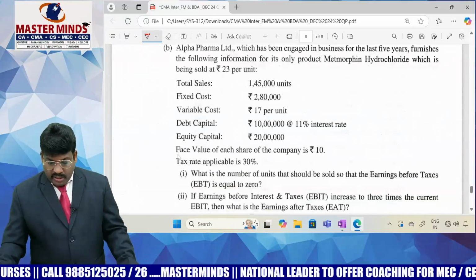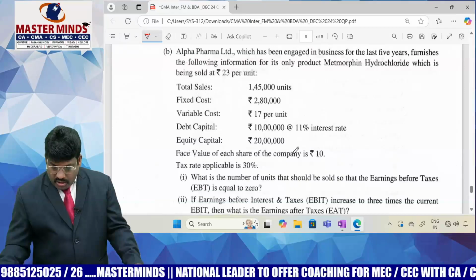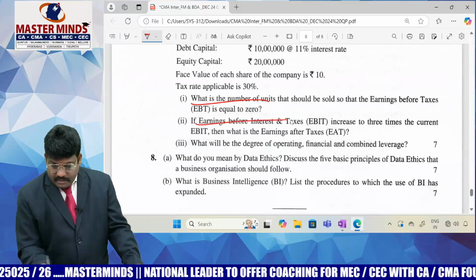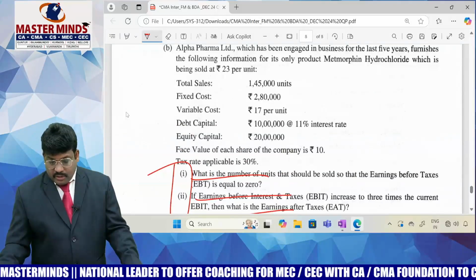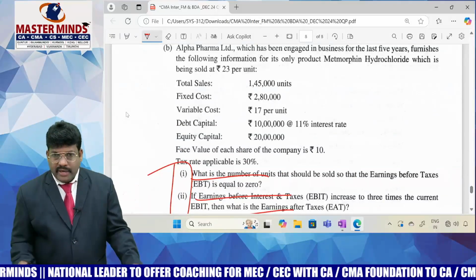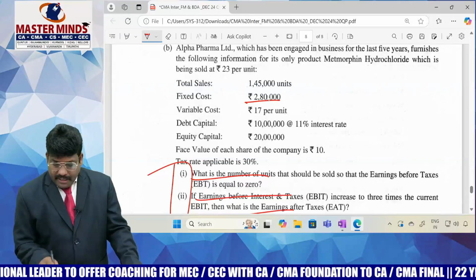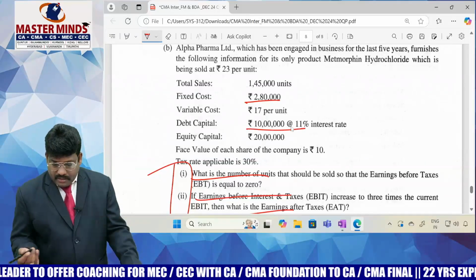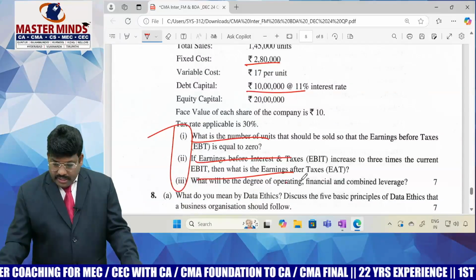Another one is a question from the chapter called leverages, but this is a little bit lengthier because they asked three parts in this one. Actually, leverages, 10 plus marks were covered, right? MCQs were also asked. Total sales and fixed cost mean operating leverage, variable cost, and debt to capital mean financial leverage. By considering all these things, you can easily find it out.